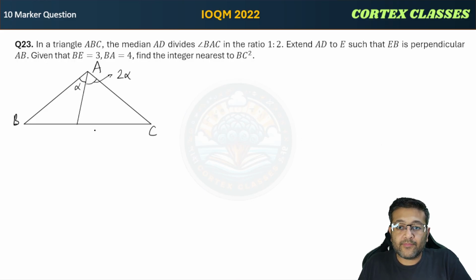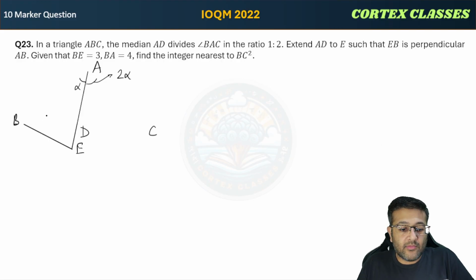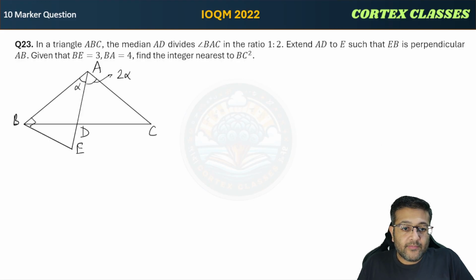Now it's given: extend AD to E such that EB is perpendicular to AB. So we extend this, something of this sort, and connect it with this like this. So we extended AD to E so that this angle is 90, so that this angle is a right angle. That's what is given, it should be perpendicular.